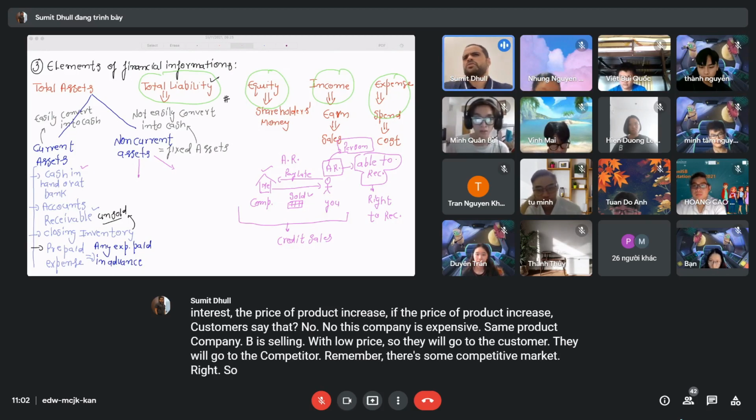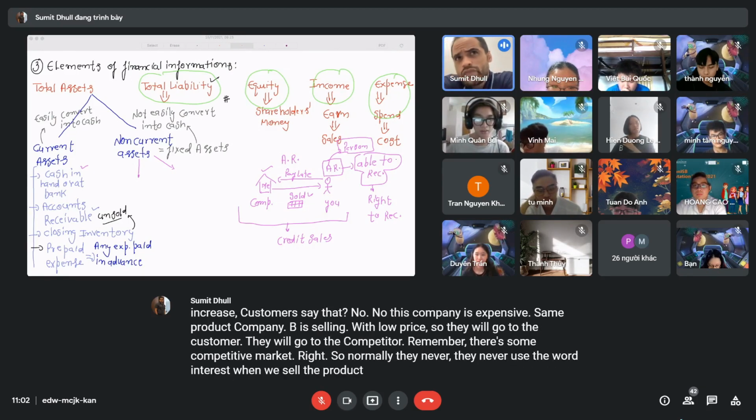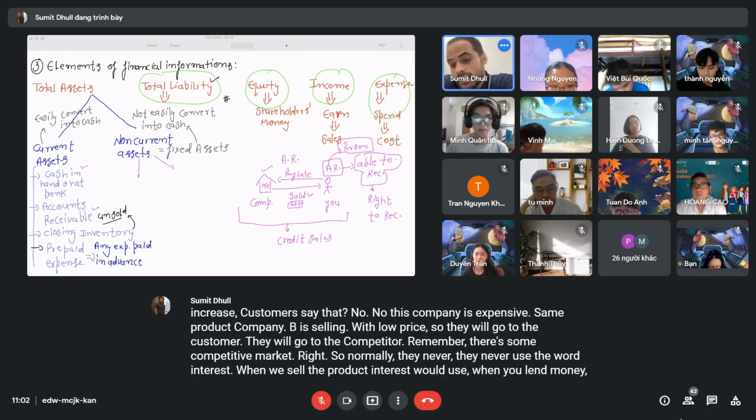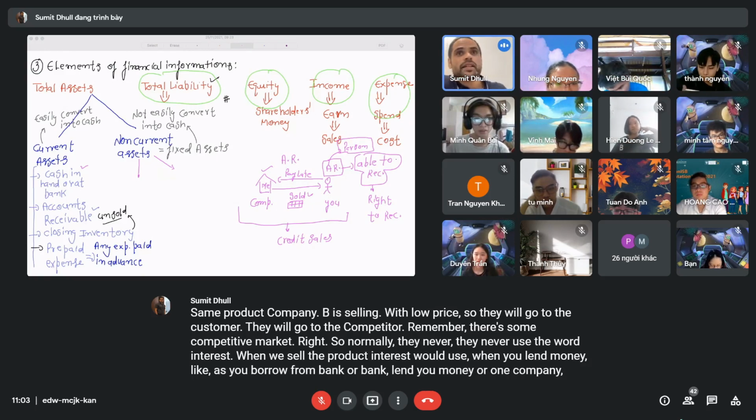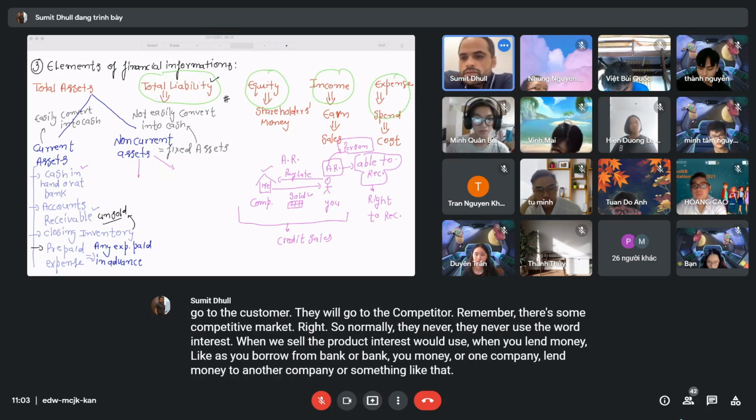So normally they never use the word interest when we sell the product. The word interest is used when you lend money, like when you borrow from a bank, or the bank lends you money, or one company lends money to another company, or something like that.